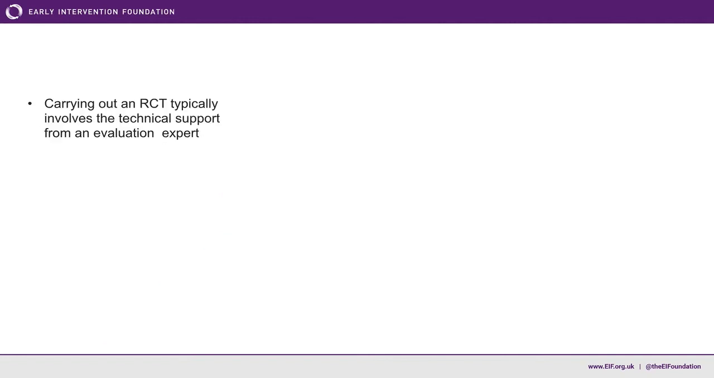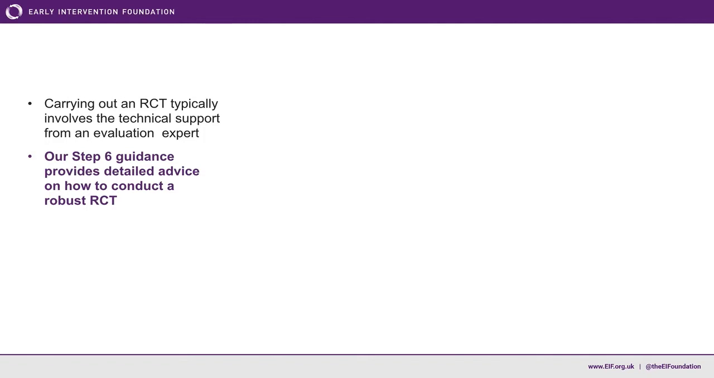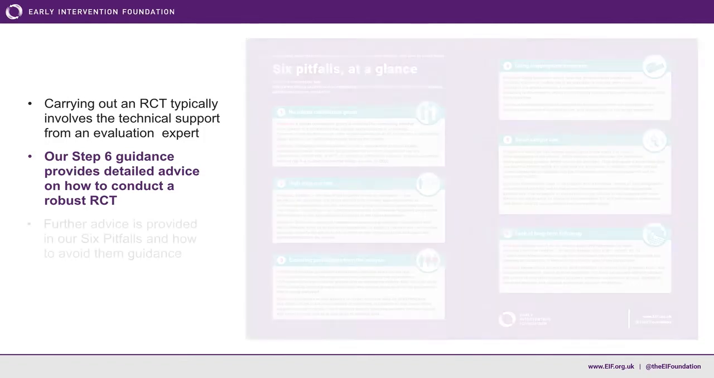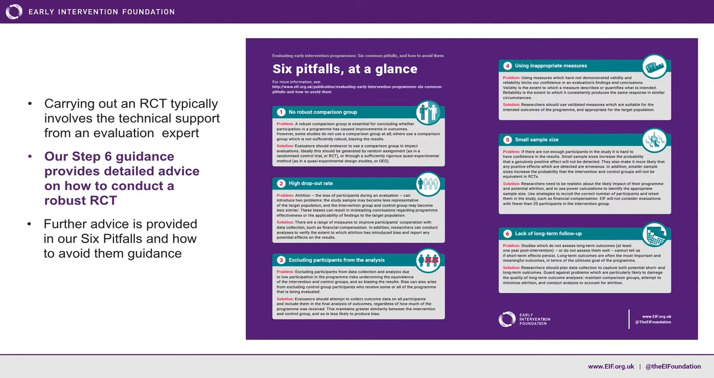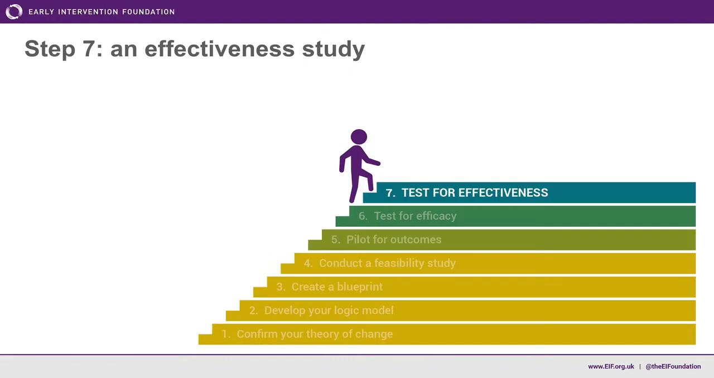Carrying out an RCT typically involves technical support from an evaluation expert. Our Step 6 guidance provides detailed advice on how to conduct a robust RCT. Further advice is provided in our 6 pitfalls and how to avoid them guidance. In the event that a Step 6 efficacy study confirms positive child outcomes, the intervention is ready to take Step 7.